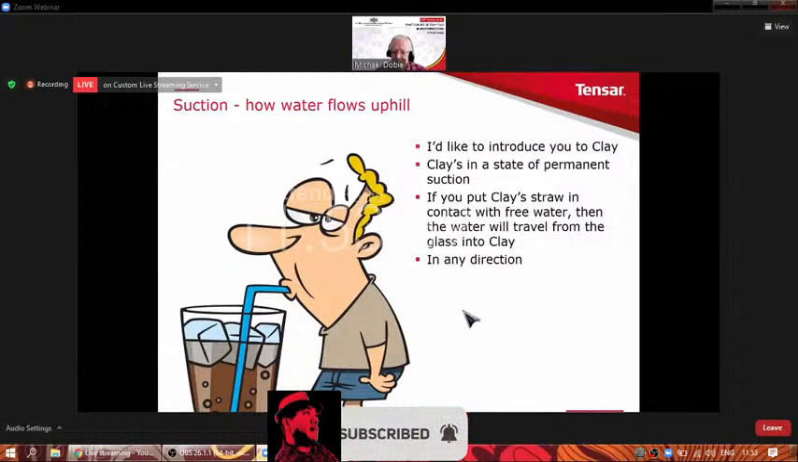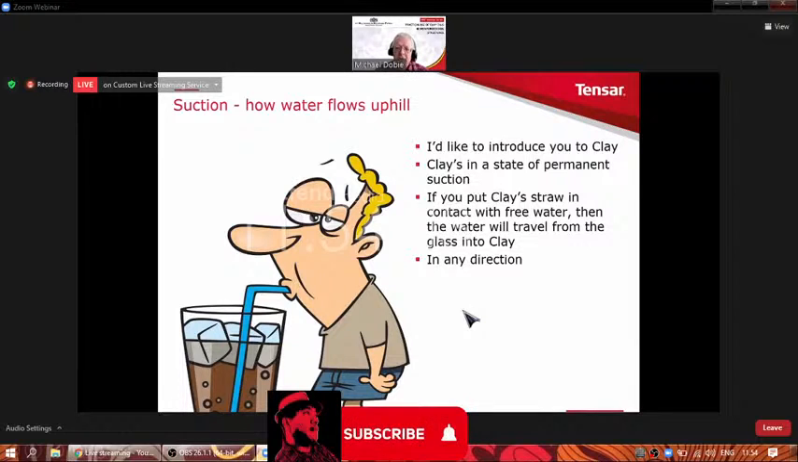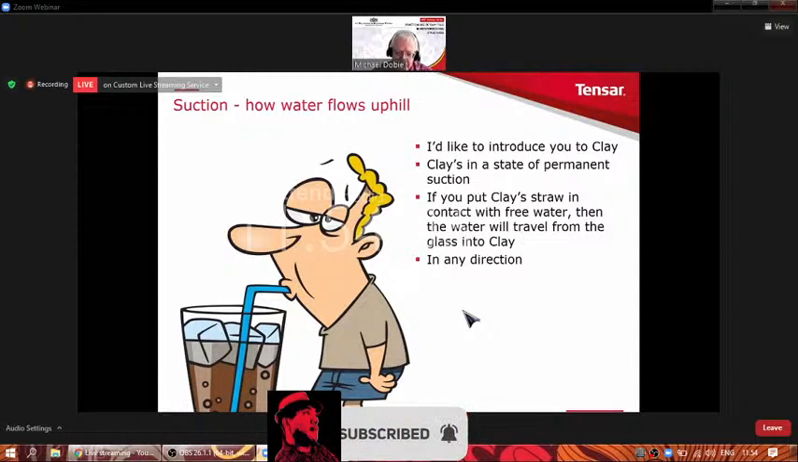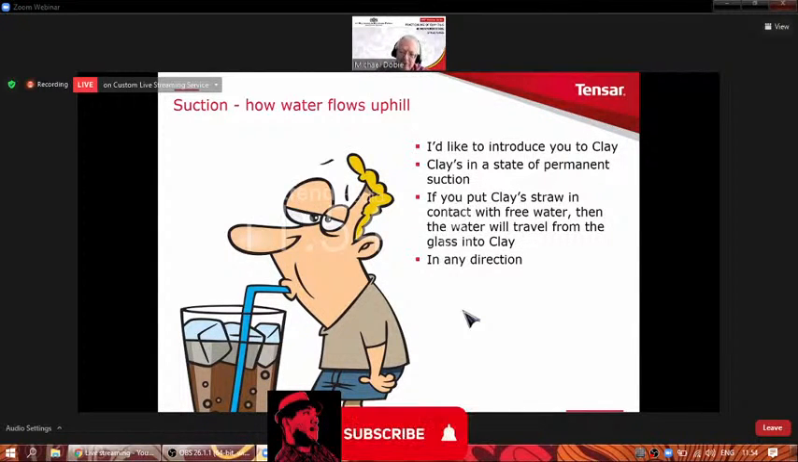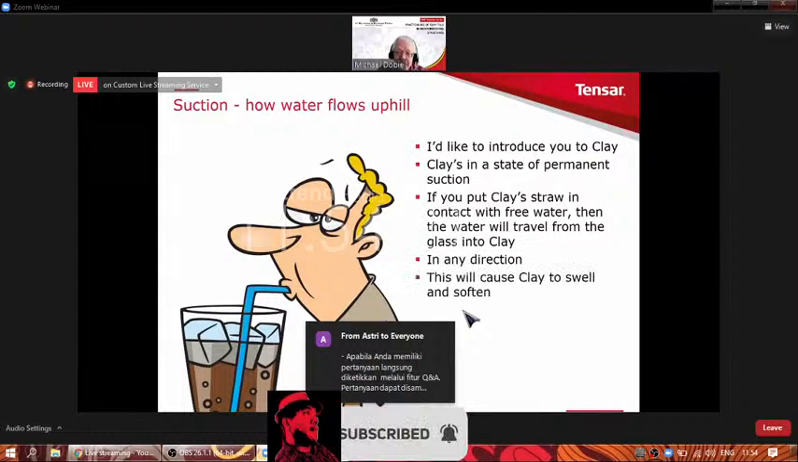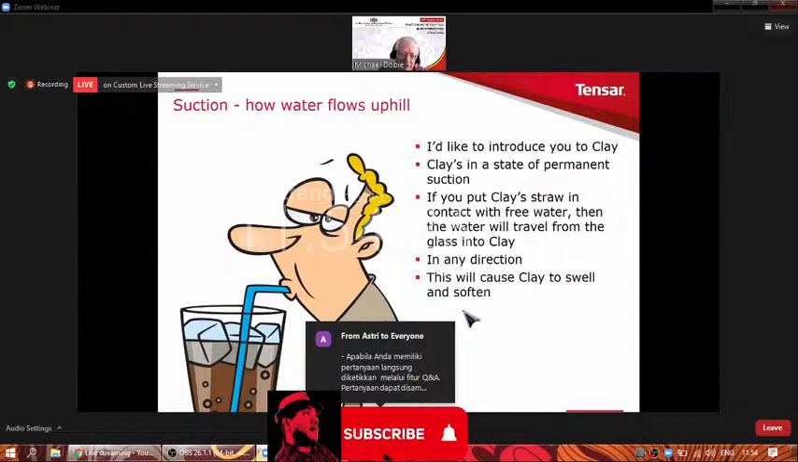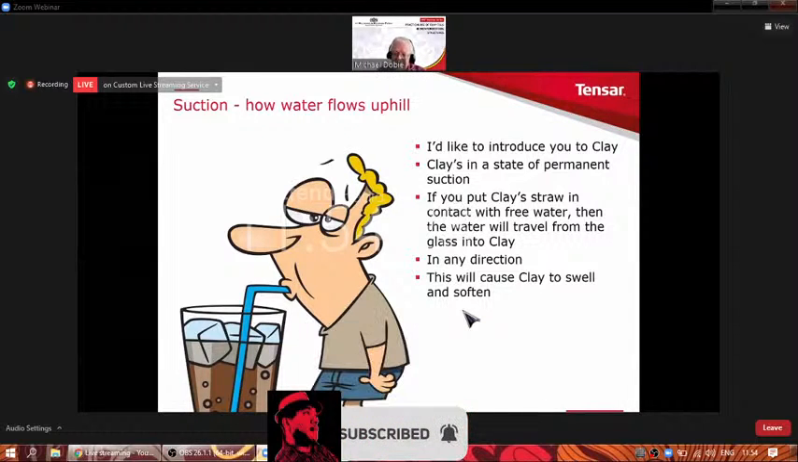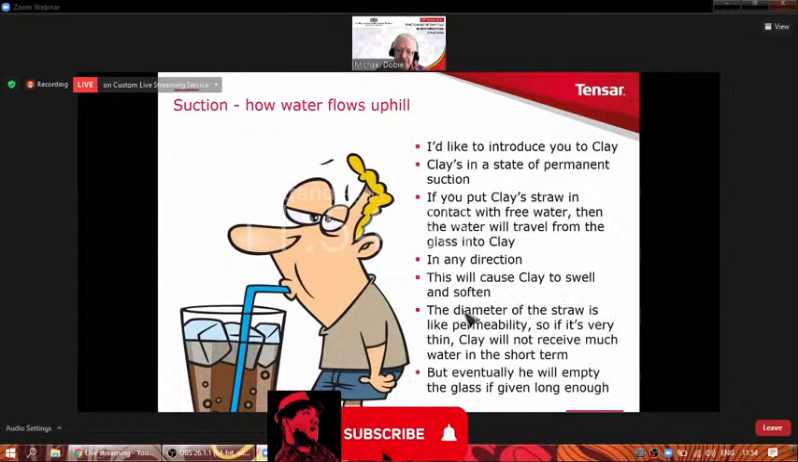He's got this drinking straw, and whenever you put Pak Clay's straw into free water, then the water will travel from where it is into clay in any direction. So it can go uphill, downhill, in any direction, because clay is always in a state of suction. And he prefers to be that way, because once the water goes into clay, he will swell and he will soften. He doesn't want to do that. He doesn't like swelling and softening. He wants to remain in his state of high suction.